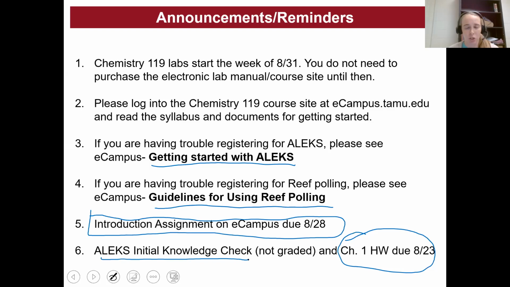After you finish the knowledge check, the Chapter 1 homework assignment will show up on the left side of your ALEKS homepage, and you can then start that. It may be in a section that says Start My Path. That's where your assignments will show up. So complete that by Sunday at 11:59 p.m.